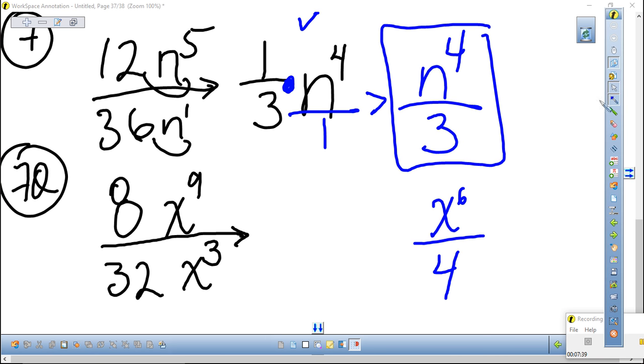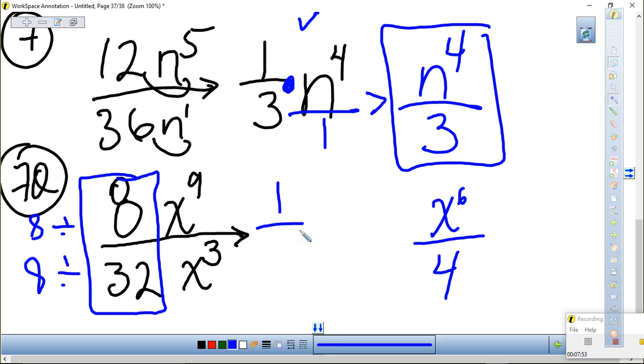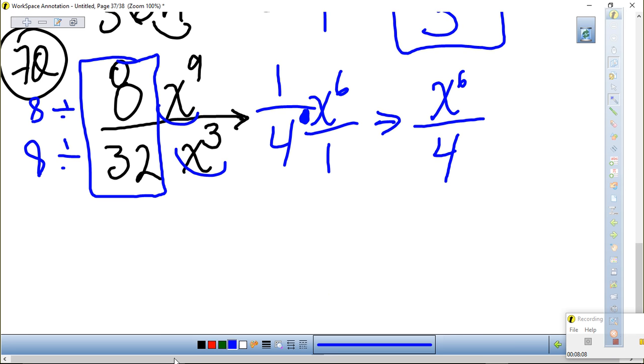That looks about right. Here it goes again for those of you that didn't see it. Can we simplify 8 over 32? Yes, we can divide the numerator and denominator by 8, right? And that gives us 1 over 4. These are the same base. 9 minus 3, that's 6. And if we multiply these two together, we get that. We got it?